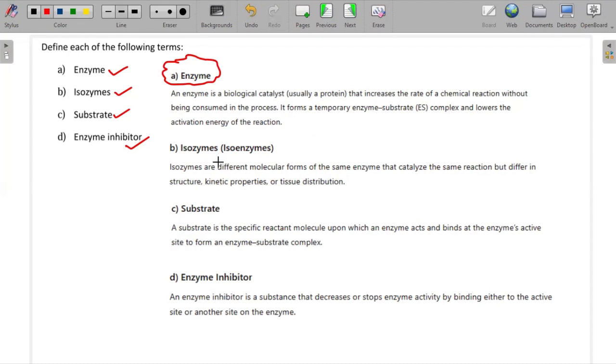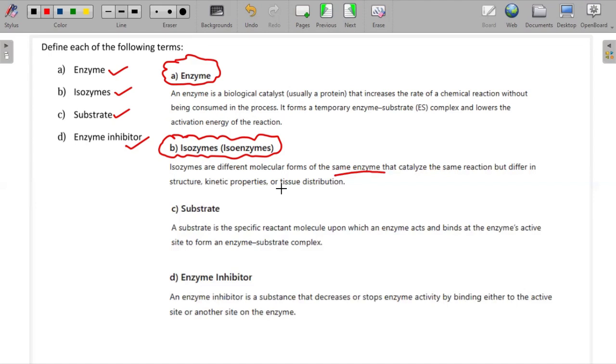Okay, another definition that we have here is what we call isozymes. You can also say isoenzymes. Isozymes or isoenzymes, it will mean the same thing. So how do we define them? Isozymes are different molecular forms of the same enzyme that catalyze the same reaction but differ in their structure, their kinetic properties, and then third, the tissue distribution that makes up that enzyme. So those are what we call isozymes.